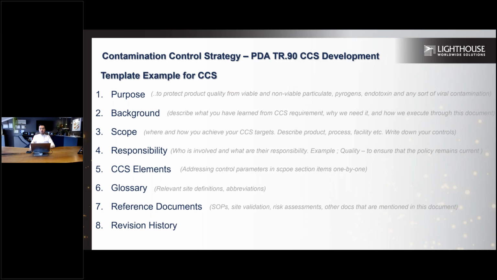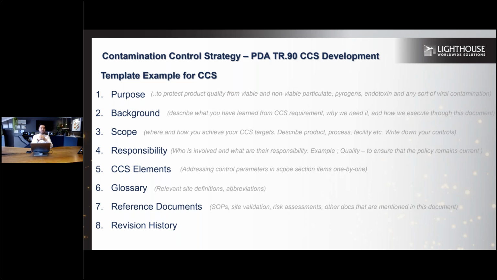All the risk assessment tools that you use should be included in this reference document part, and other documents that are mentioned in this file. Keep in mind, we need to have a very short and lean contamination control strategy document. Let's say 20-30 pages, not more. The rest of it has to be described in these reference documents or annexures to this contamination control strategy document.